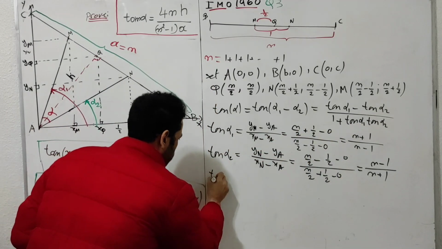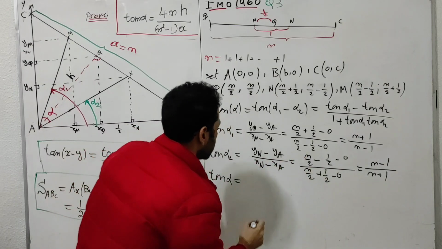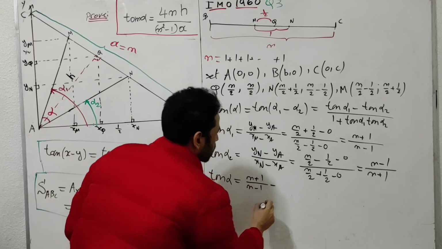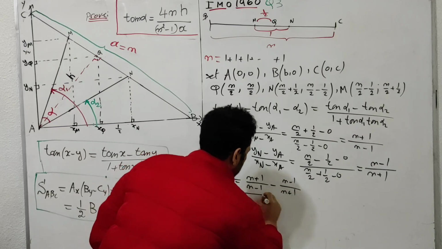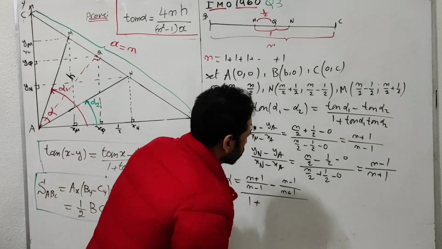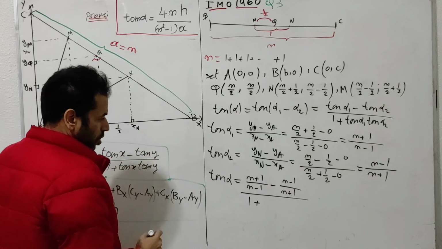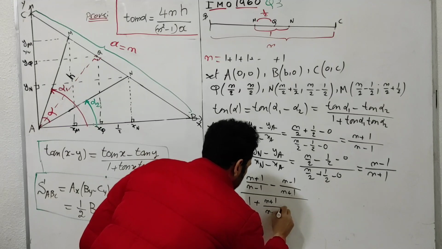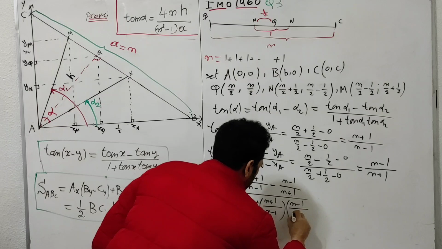Now I'm going to plug all this information into the tangent expression. I will get tangent alpha equal to tangent alpha 1, which is n plus 1 divided by n minus 1, minus n minus 1 divided by n plus 1. The whole thing is divided by 1 plus the product of tangent alpha 1 and tangent alpha 2, which is n plus 1 divided by n minus 1 multiplied by n minus 1 over n plus 1.